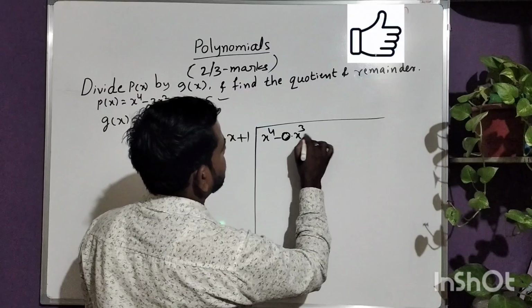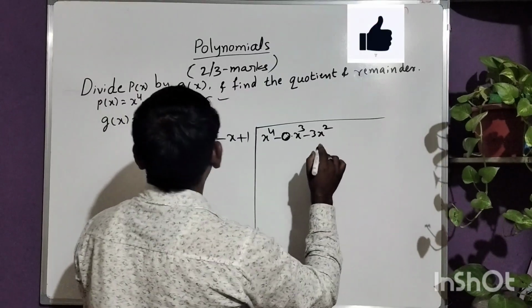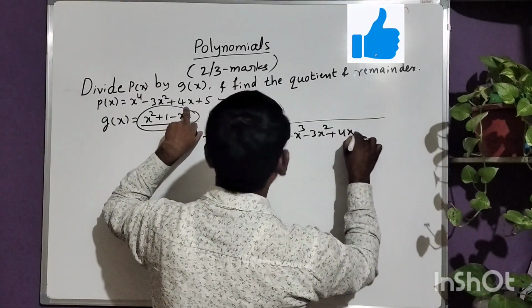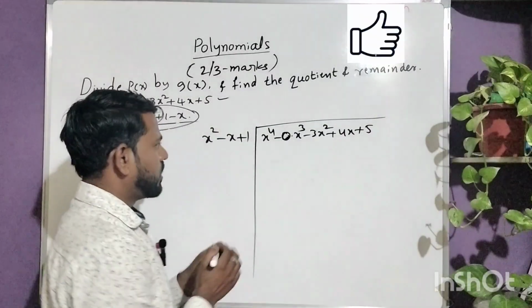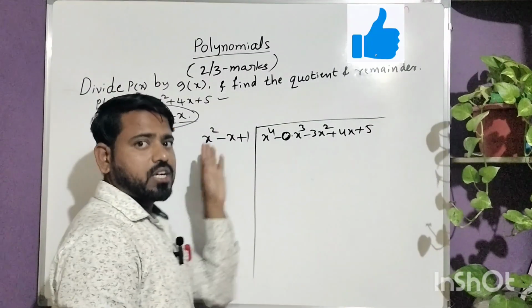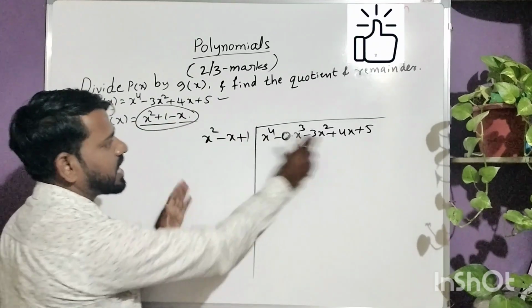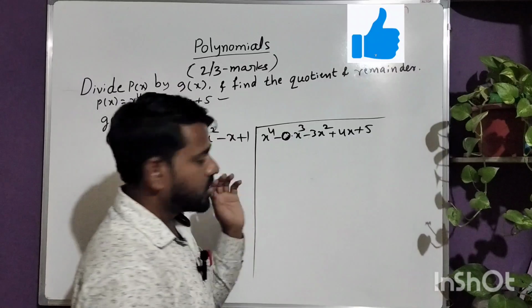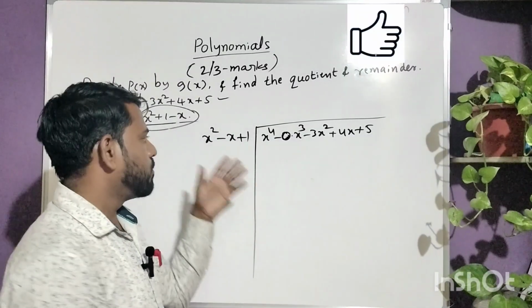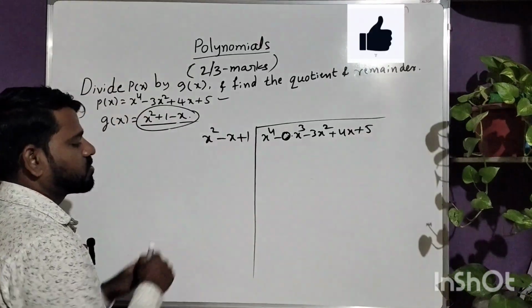Minus 3x square plus 4x plus 5. In this chapter, students, you write the problem once and check it twice. If you miss any sign, or change plus to minus, your problem will become wrong. So okay students, start.